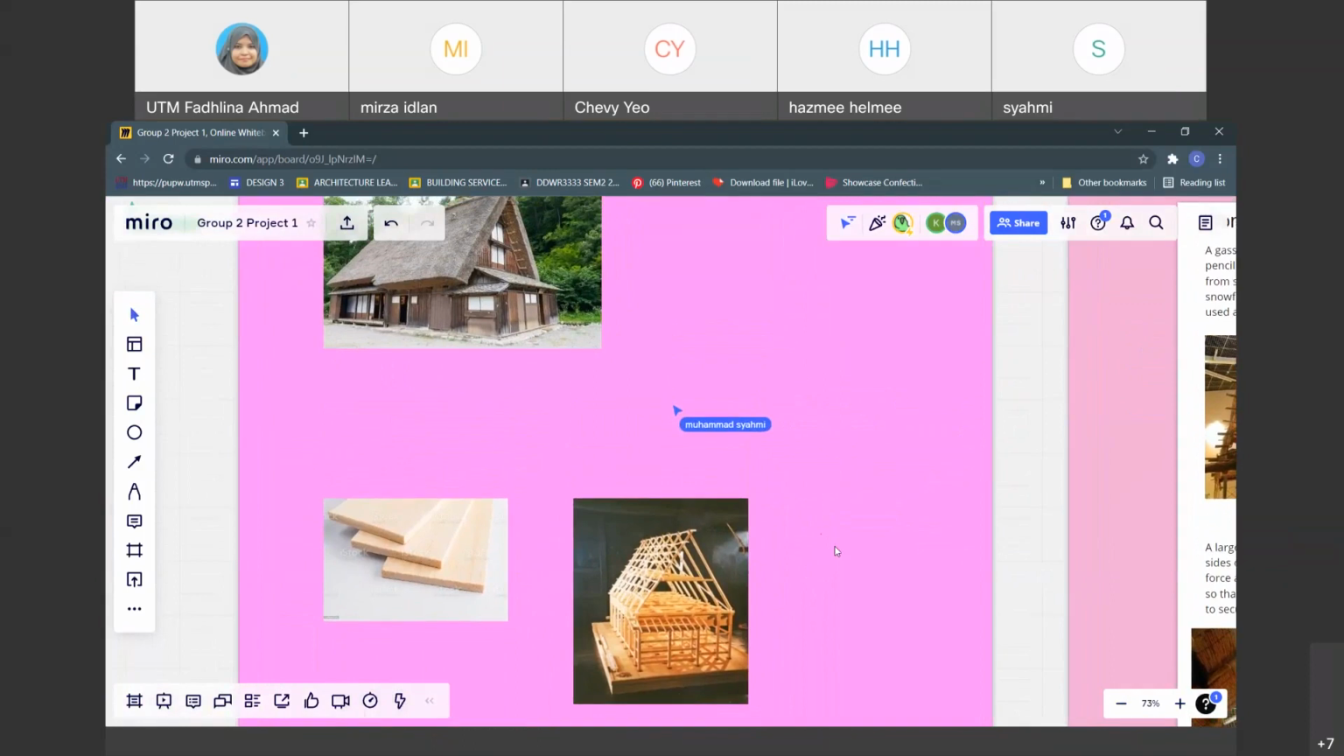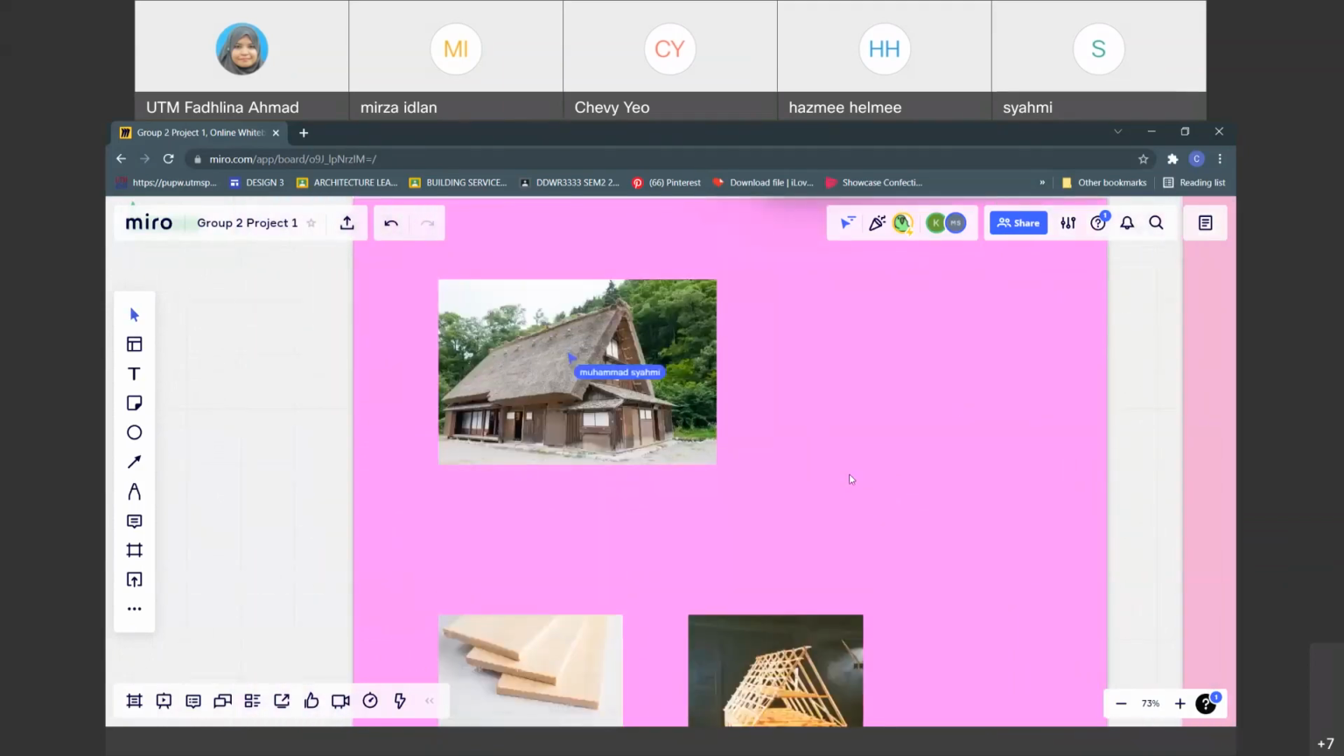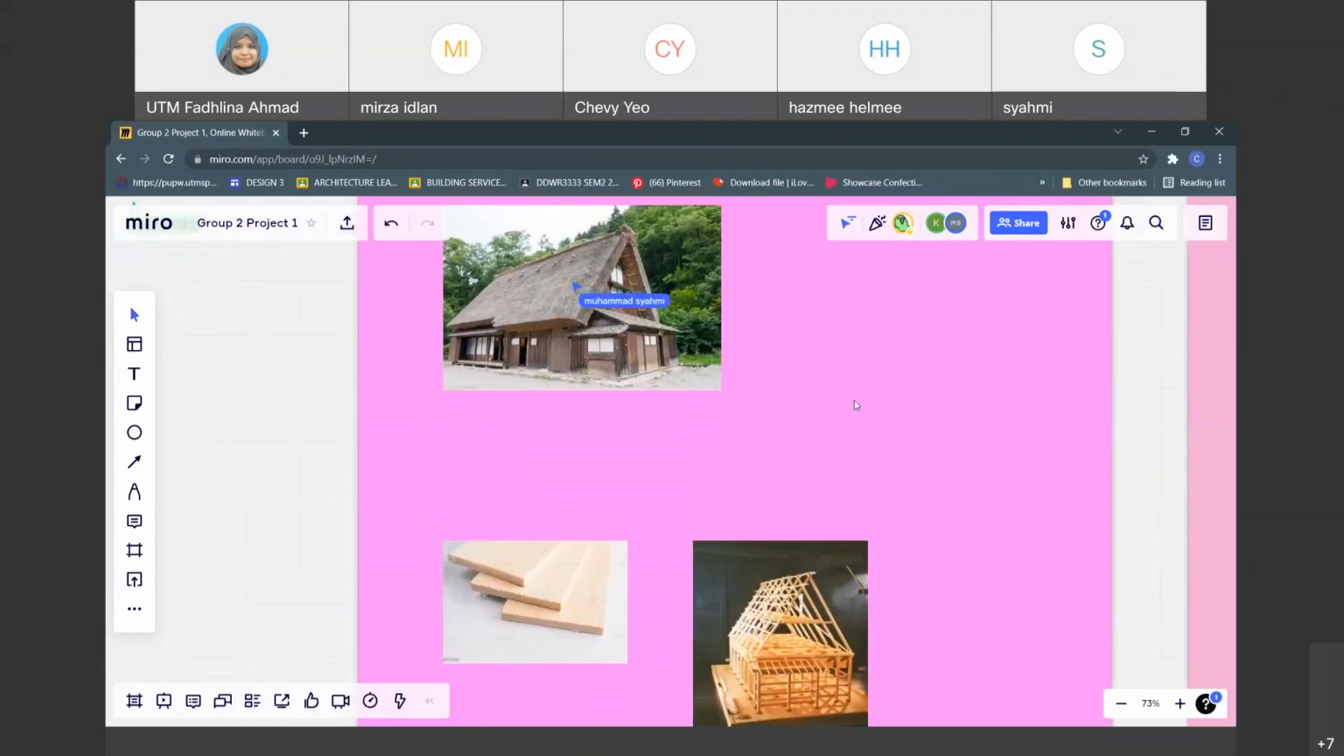Okay. How about the roof? Cardboard. It looks like furry, kind of like, I will try to figure out later.